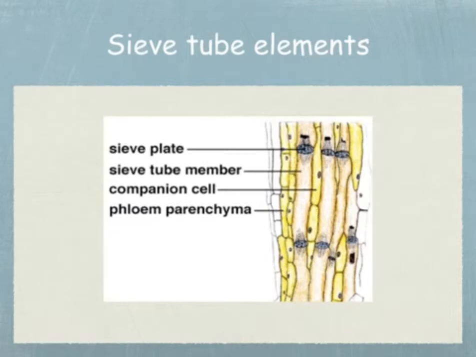So here's another image of sieve tube elements. You can see that they're elongated cells with perforated end walls. These are enlarged plasmodesmata and they form sieve plates. The nuclei have degenerated and the cytoplasm forms a thin peripheral layer. The cytoplasm is actually continuous through the sieve plates, and notice how there's no vacuole. In this picture you can actually see the phloem parenchyma between the cells.